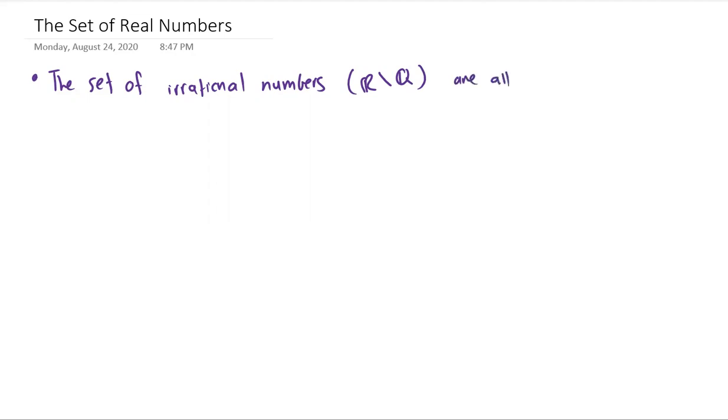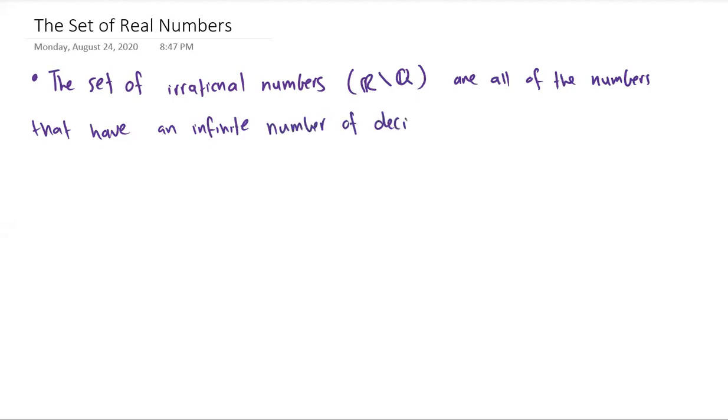Are all of the numbers that have an infinite number of decimals without any patterns. And repetition is included as a pattern.